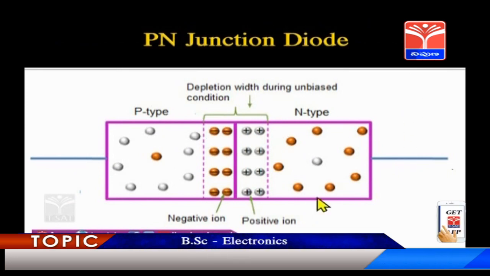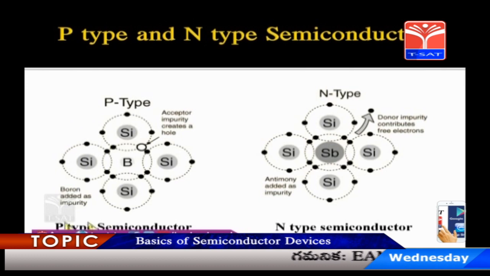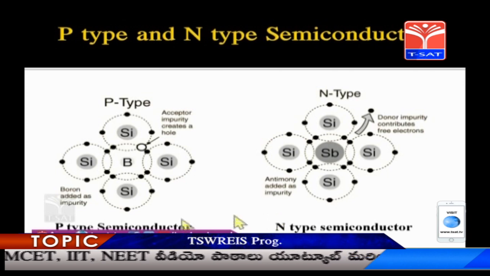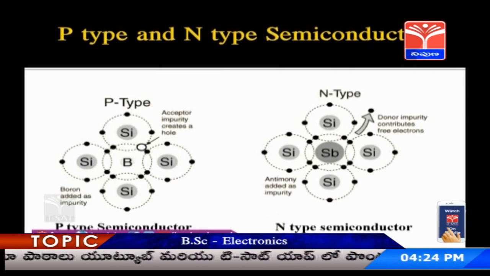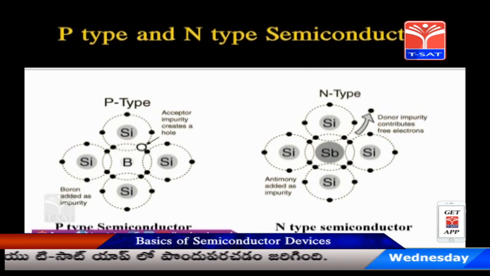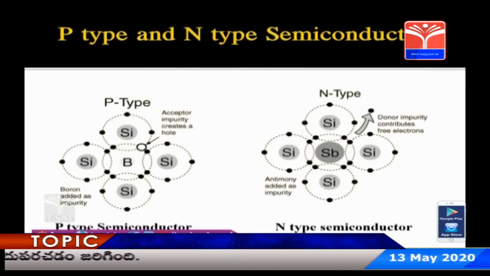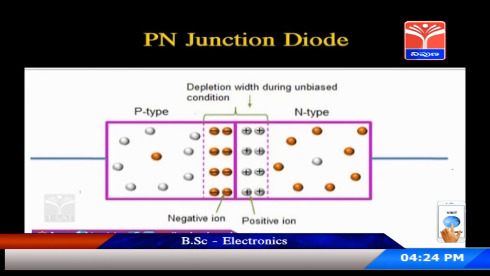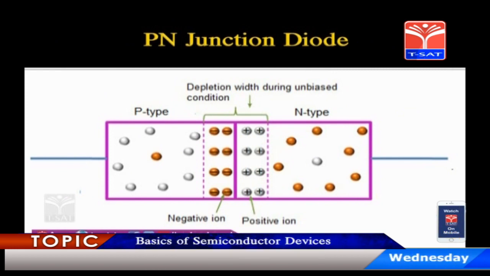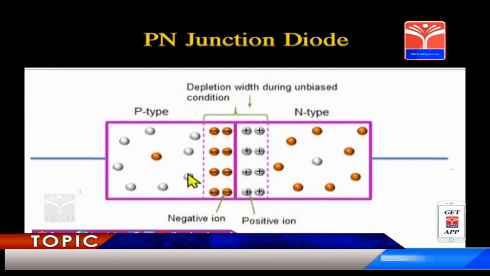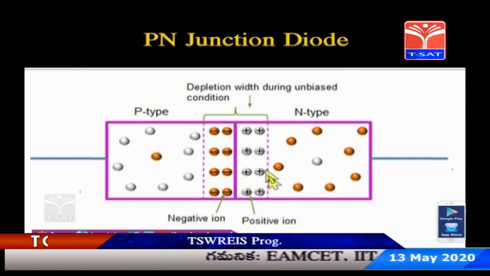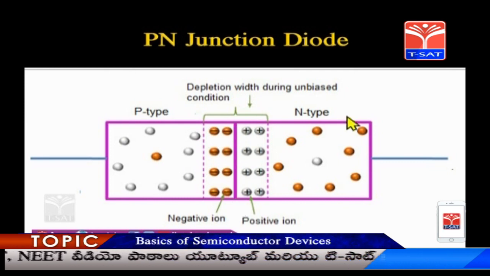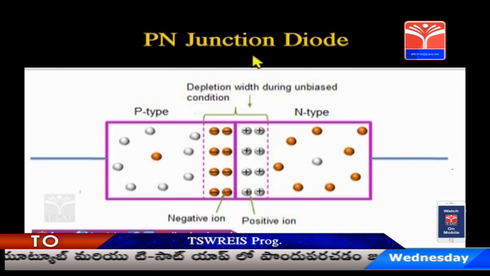So if you make this p-type semiconductor and n-type semiconductor come together, if you make these two crystals come together, then that will form a basic electronic device that is called a p-n junction diode. In this p-n junction diode we have made a p-type material and n-type material come together. So the junction where the p-type and n-type meet is called the p-n junction.